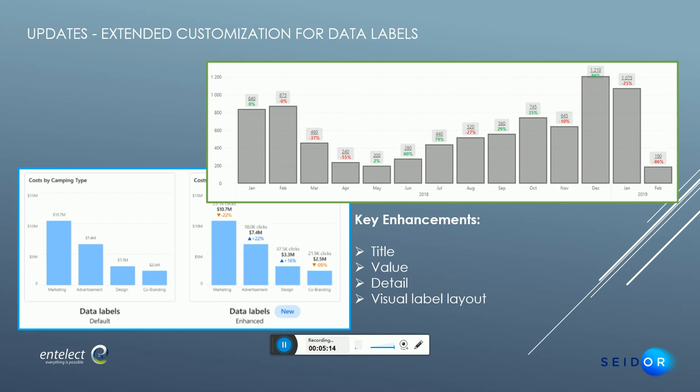Moving to the second topic of the day under the update section. This is for extended customization for data labels. This also has some key features and enhancements that have been rolled out in the December 2023 updates, which now allow you to add a title to your data labels.